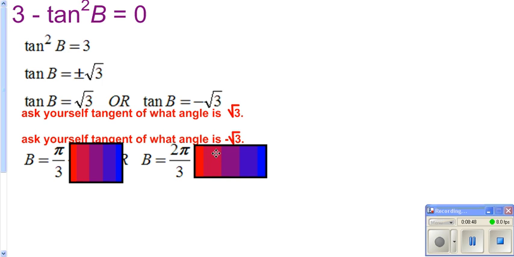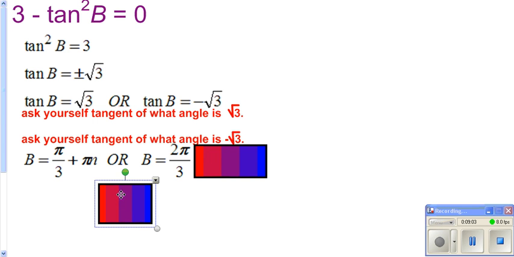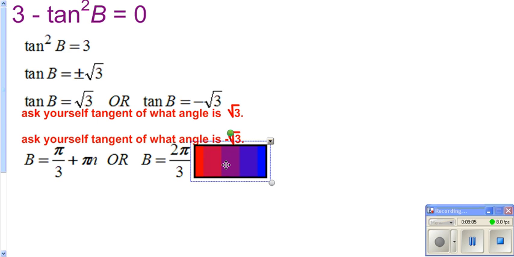Now, when you're dealing with the sine and cosine, you always want to add plus 2 pi n, because the period of sine and cosine is 2 pi. But the period of tangent is pi. So therefore, we go plus pi n, because the period of tangent is pi. Now, we don't have to do anything else to get b by itself. B is already by itself, so we're done.